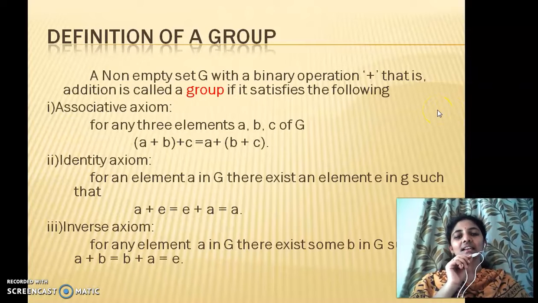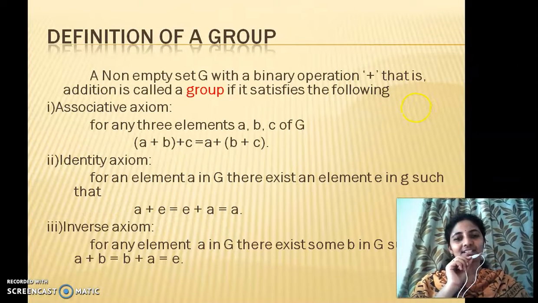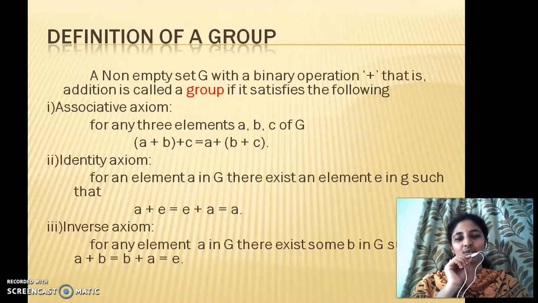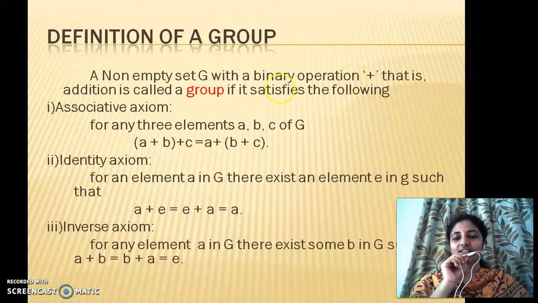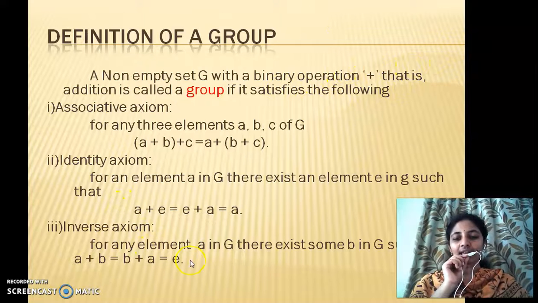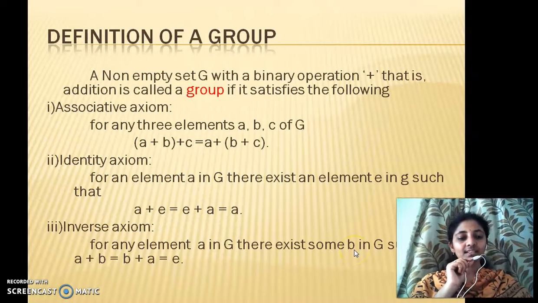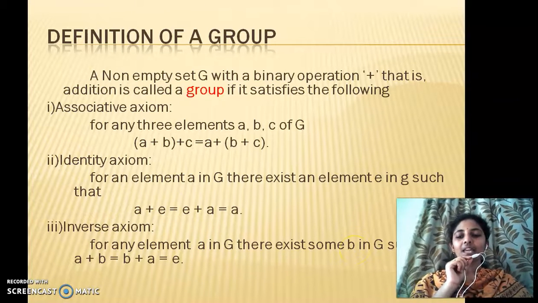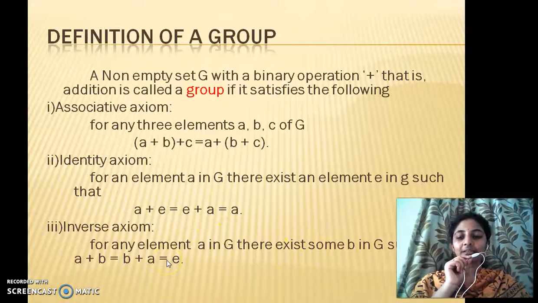A non-empty set G with a binary operation plus, that is addition, is called a group if it satisfies the following axioms: associative axiom, identity axiom, and inverse axiom. Associative axiom and identity axiom we already discussed. So coming to the inverse axiom, for any element a in the set G, there exists some element b in the set G such that a plus b is equal to b plus a is equal to e.